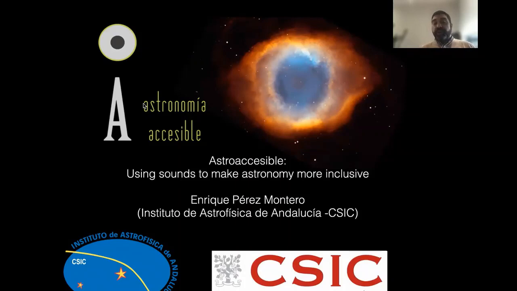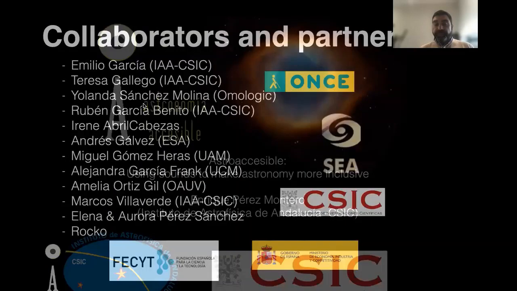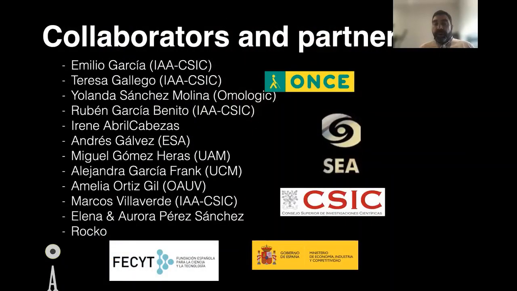Today, I would like to present all the activities I'm doing in my outreach project using sounds in order to take astronomy to everybody, including blind and visually impaired people like myself. Collaborators and partners. Astroaccessible is the product of the work of many other people, including people in my own institute, my family, and other researchers in other centers who have helped me during the last years, and financial support and logistic support of many organisms, including CSIC, my own center, and as well ONCE, which is the Spanish National Association for Blind People.